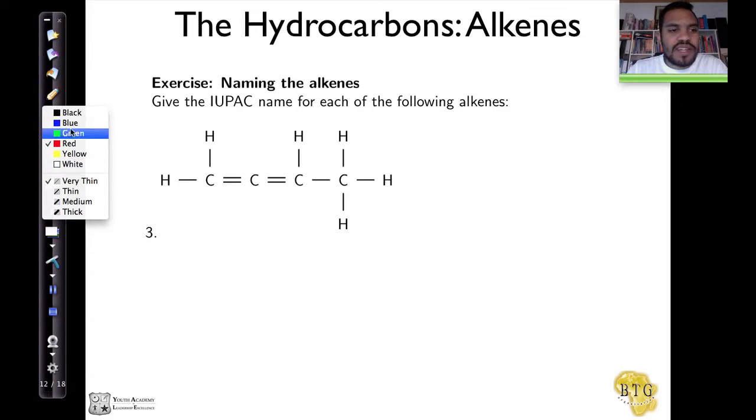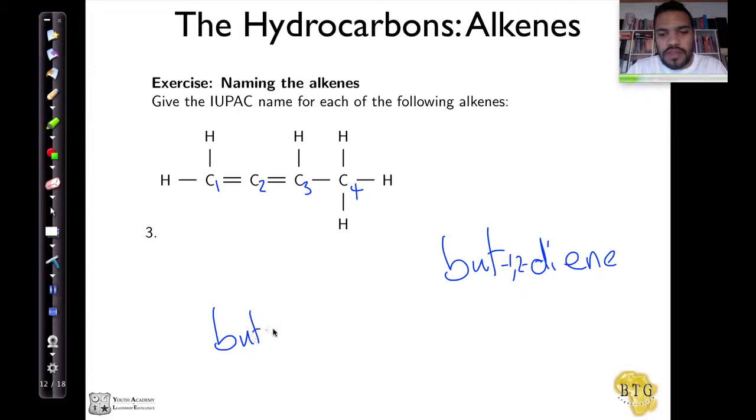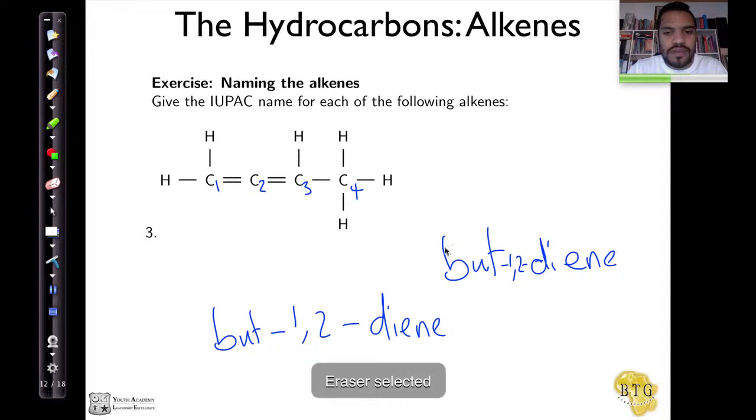We've got to number it closest to the double bond, so let's just get the blue pen going there. That's going to be 1, that's going to be 2, that's going to be 3, and that's going to be 4. And 4 carbons is but, B-U-T. Double bonds between the carbons is E-N-E. But in this one, how many double bonds are there? There's 2, so we've got to put di in front of it, which indicates that there are 2 of them. And then we've also got to say where they are. They're on the first and the second carbon. So but-1,2-diene. In fact, let's write that a little bit neater. But-1,2-diene. That's the name. Let's erase that.